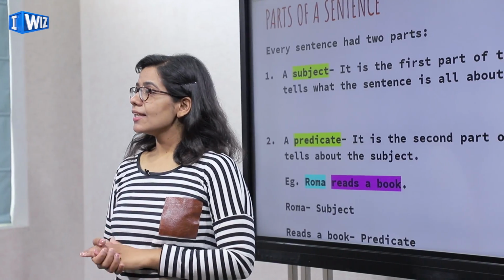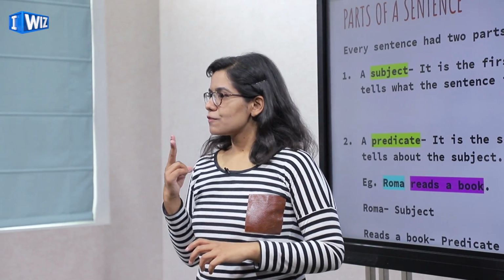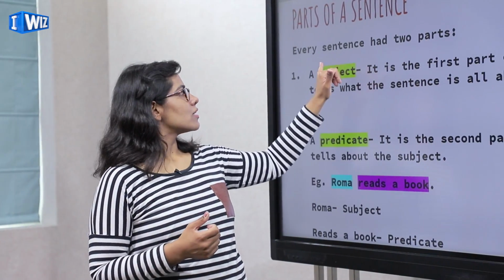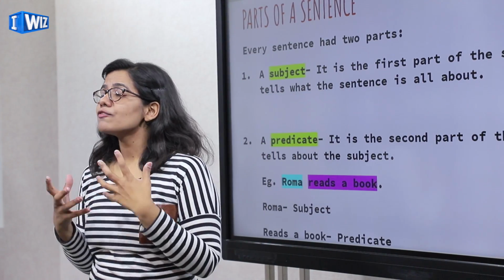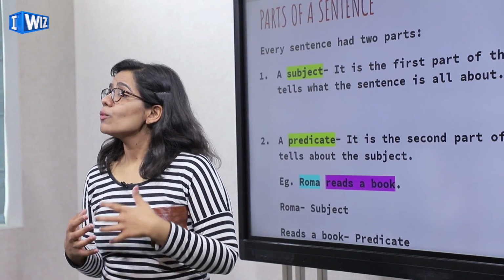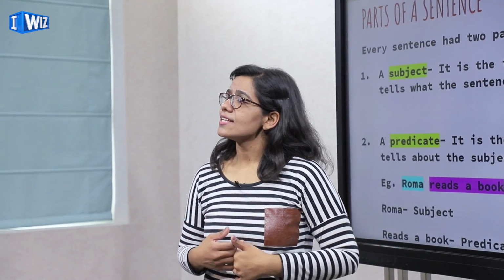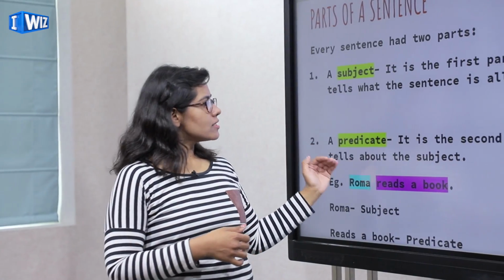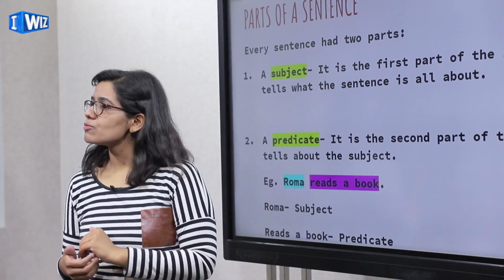Now we'll study the different parts of a sentence. A sentence is mainly made up of two parts. One is the subject and the other is the predicate. A subject is the first and foremost part of a sentence, which will give you the major information of what the sentence is all about. Next is the predicate, which is the second part of the sentence, and it will tell you about the subject.